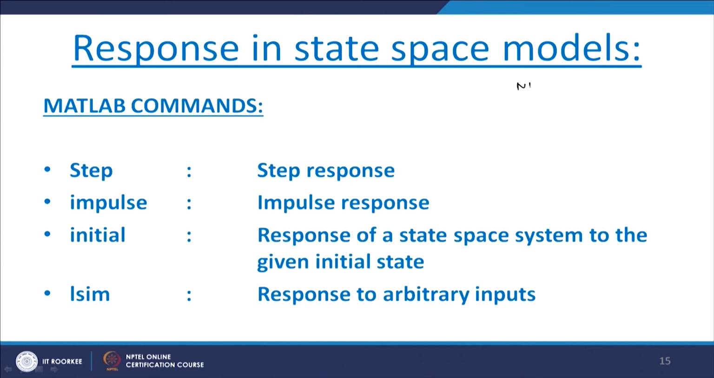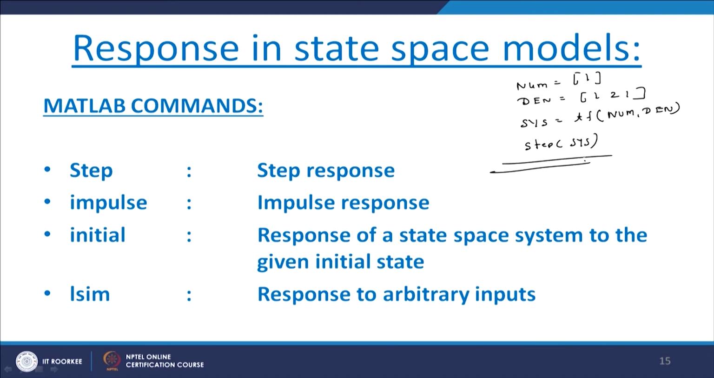Now the response in the state space model. In classical control, normally we use a simple step command or sometimes the impulse command to get the response of the system. That means we have seen that if you take a transfer function with numerator 1 and denominator, say, [1 2 1], how do you do it? sys equal to tf(numerator, denominator). So this is a transfer function, and simply we write the command step(sys), that gives you the step response of the system. If you want impulse, we can get the response of the system, particularly in transfer function form.